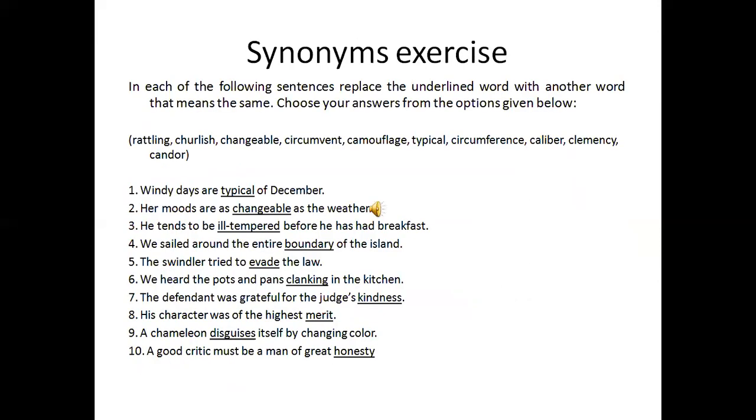This is a synonym exercise. You can check the answers on the next slide. The students are advised to first attempt it and then check the answers after completing their exercise.